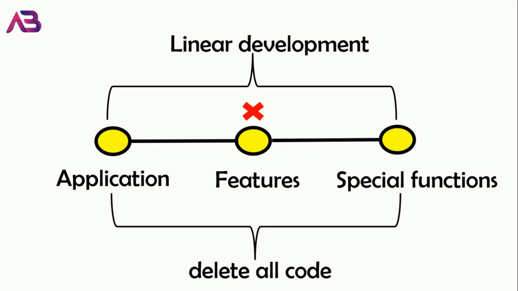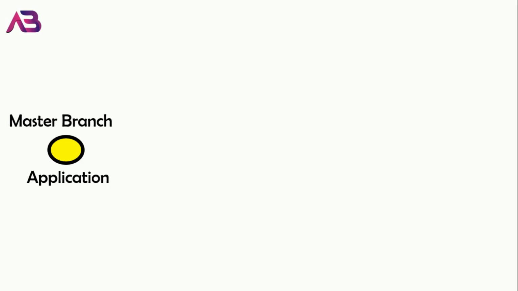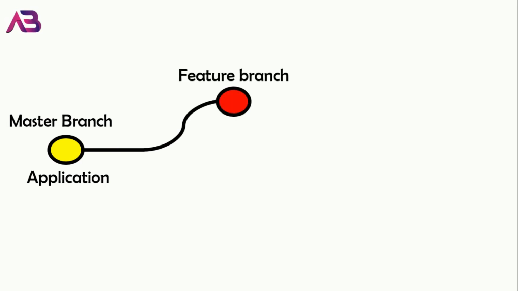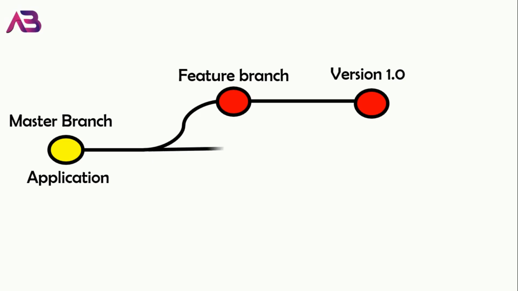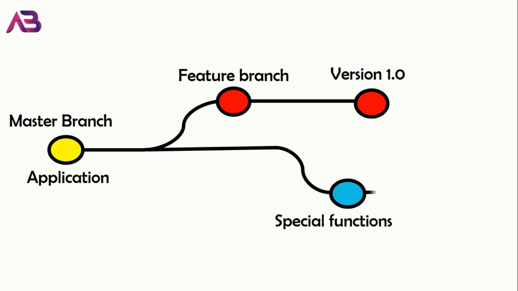Let's consider the same scenario using branches. You developed an application. Now you can consider this app code is on the master branch. After that you decided to add more features to it, but this time you created a separate branch for it, which you named the feature branch, and started developing the features there. Then you decided to give your code to your friend for testing. Until the time he tests it, you again created a new branch, named it the special function branch, and started to develop some special functions in it.